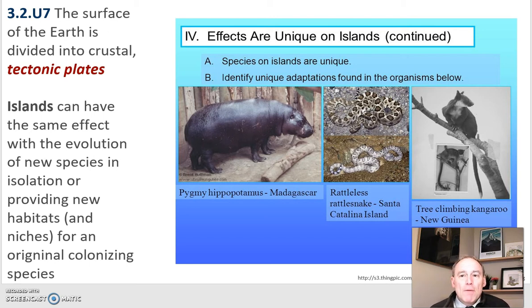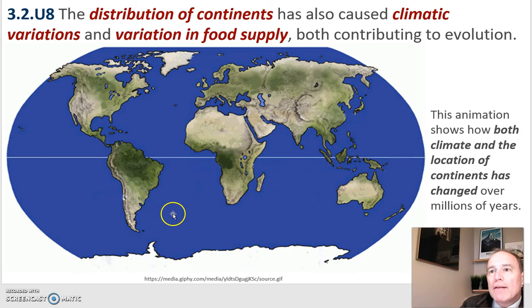And so, to sum up, islands can have the same effect with the evolution of new species in isolation, or providing new habitats and, of course, niches for an original colonizing species. Now, when we look at the distribution of the continents, that has also caused climatic variations and variations in food supply, which both contribute to evolution because those are both selection pressures.